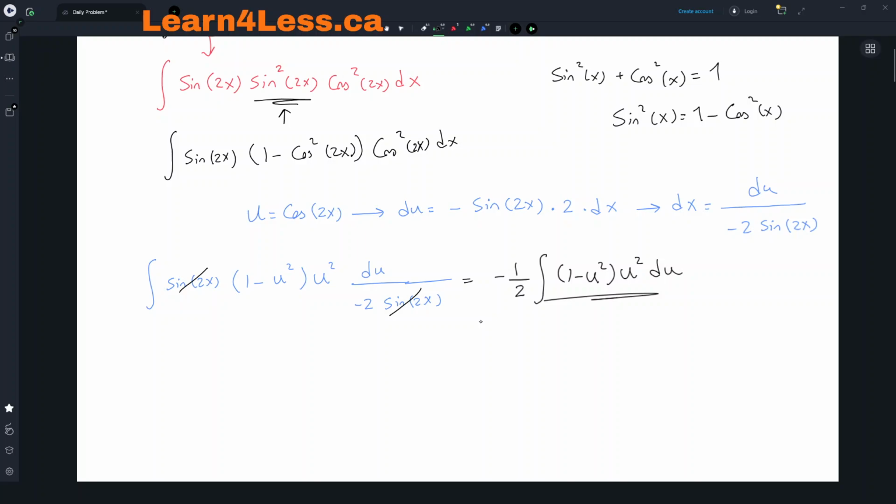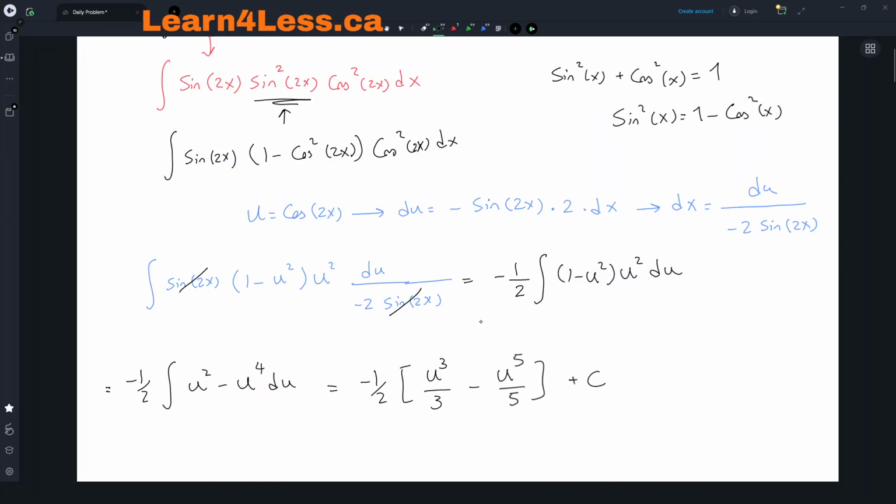To take this integral, we first distribute this u squared into the bracket. So it would be a negative half at the front. So we would get u squared minus u to the power of 4. And this is just the power rule. So it's negative half times the integral of u squared, which is u cubed over 3, there's a minus sign, and then the integral of u to the power of 4 would be u to the power of 5 over 5. This is an indefinite integral. At the end, we have a plus c.